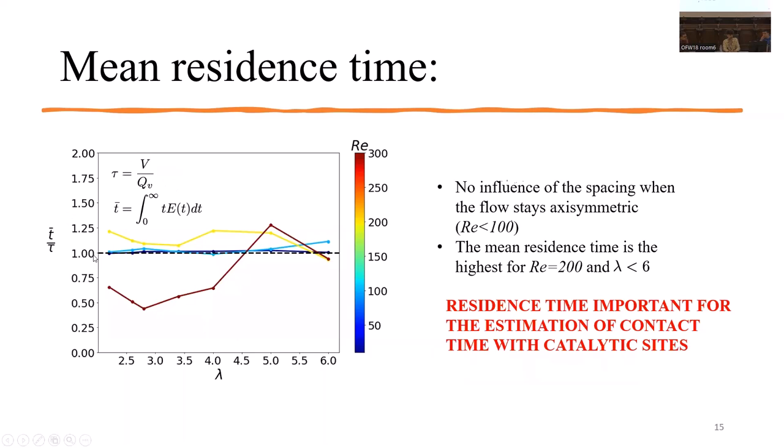And as we can see, for the low Reynolds number, this mean residence time is equal to this filling time, and we've got an effect where the axisymmetry is broken, particularly for lambda equal 5, where we got the maximum value of this mean residence time. And it will be important to compute it because we need to estimate the contact time with the catalytic site to predict the best case for the reaction rates.